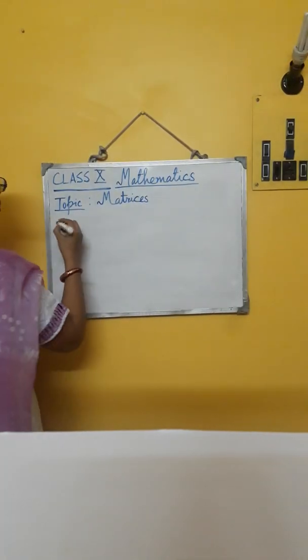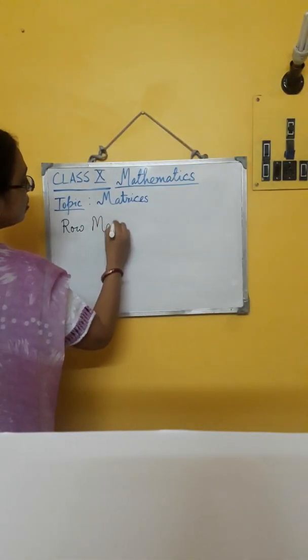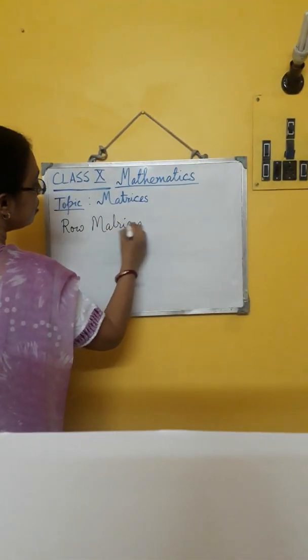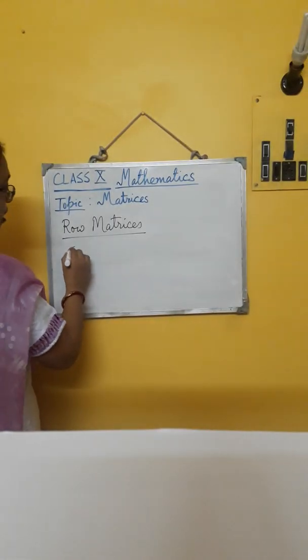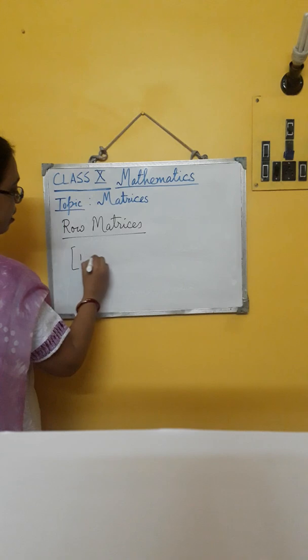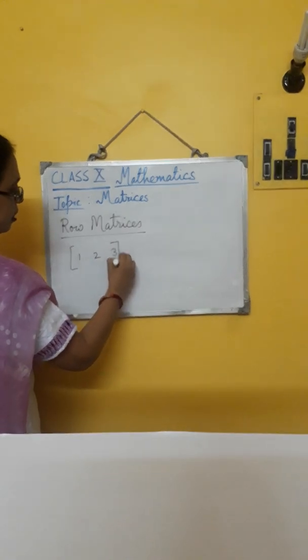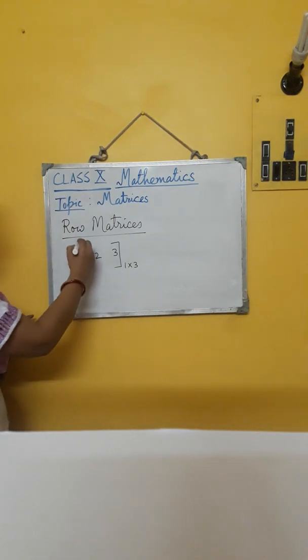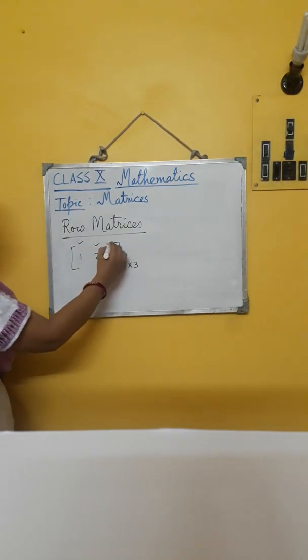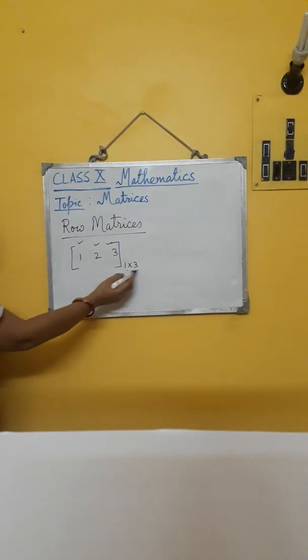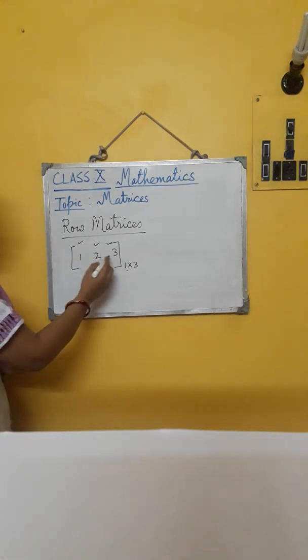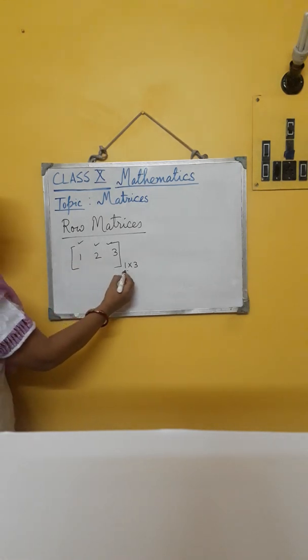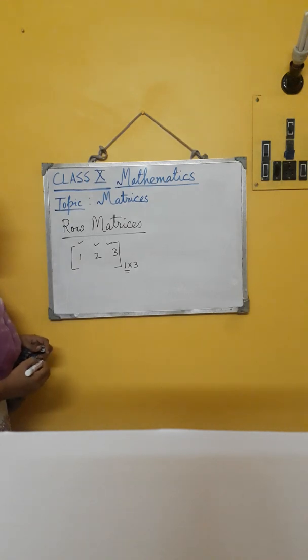Next we have row matrices. What is a row matrix? One row, that is if I write 1, 2, 3, it is 1 cross 3. One row and 1 column, 2 column, 3 columns. So 1 row, 3 columns. That is called a row matrix, where the number of rows is 1.